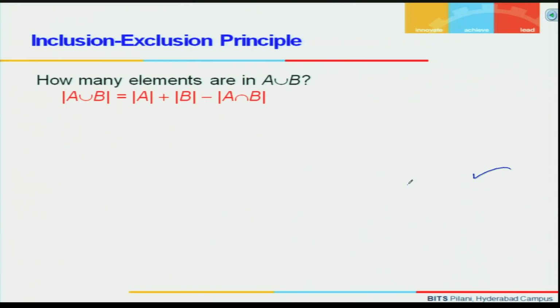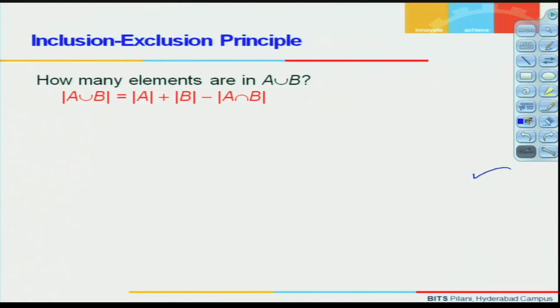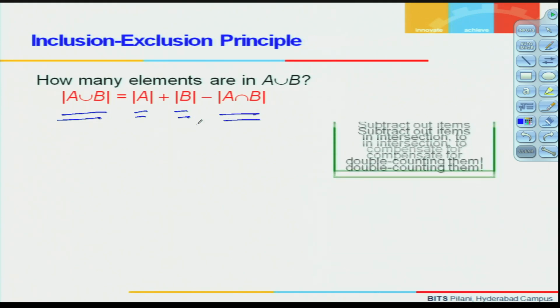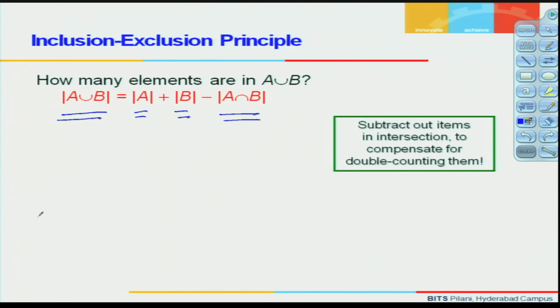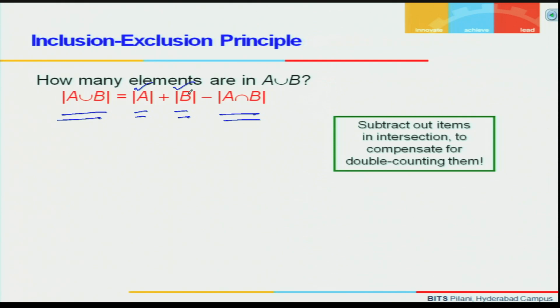And this is the inclusion principle: the cardinality of A union B is the same as the cardinality of A plus the cardinality of B minus the cardinality of A intersection B. So, basically here we are counting the elements that are there in common between A and B twice, isn't it? So we have to take the common things out to get the actual sum.